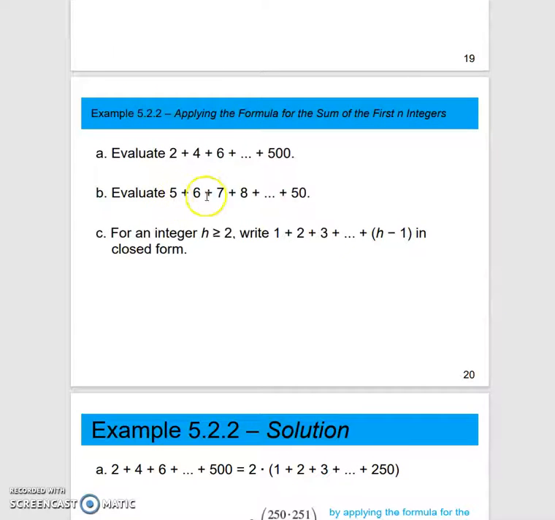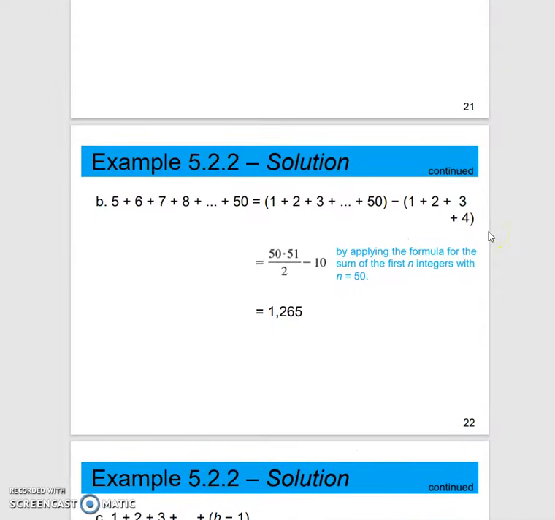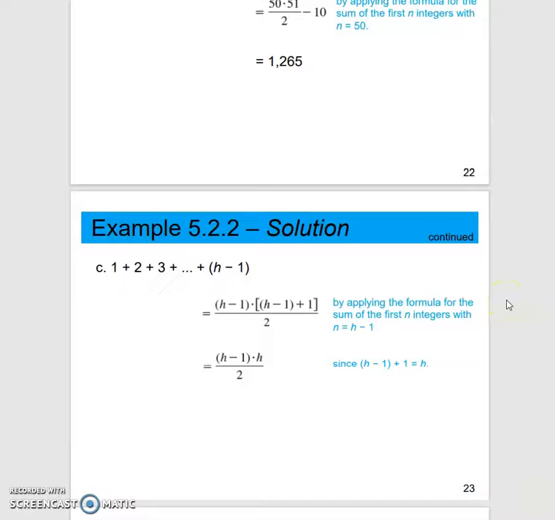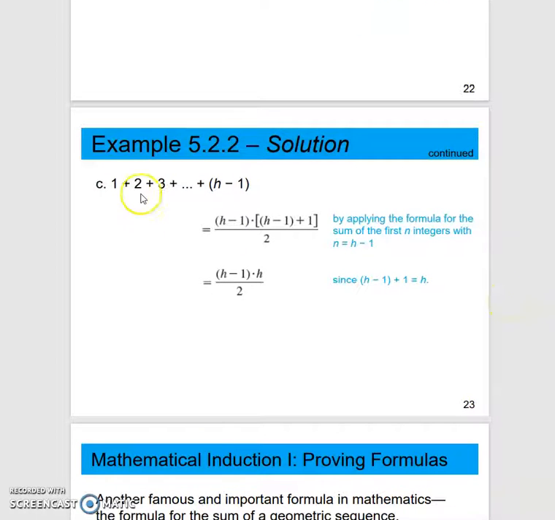Let's say we want to add from 5 all the way up to 50. Well, this is the same as adding from all the way from 1 to 50, except I'm taking off 1, 2, 3, and 4. So we'll do the formula all the way up to 50, and the sum of those is 10. So I'll just subtract that 10 off the end, and I get 1,265. Last but not least, if I want to go to some arbitrary number, h minus 1, again, I plug that into my formula, and then simplify as much as I can.